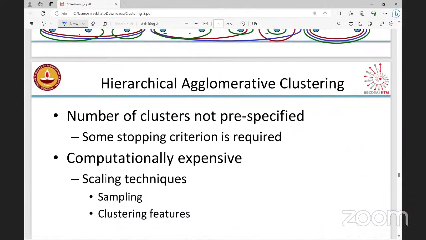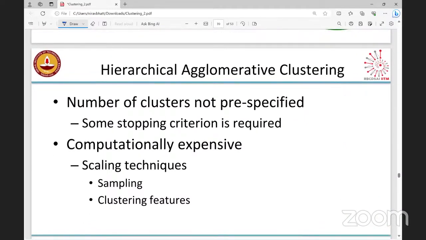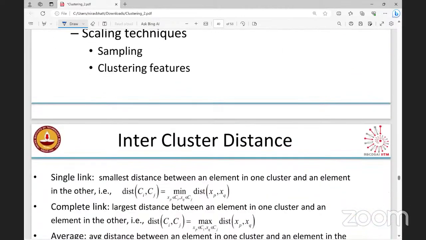So there are two kinds of hierarchical clustering. One is agglomerative clustering, where you do not specify the number of clusters, but you specify some stopping criterion. It is computationally expensive because it does not have any fixed number of clusters, so you keep doing it. And sometimes we use sampling methods to scale this kind of method.